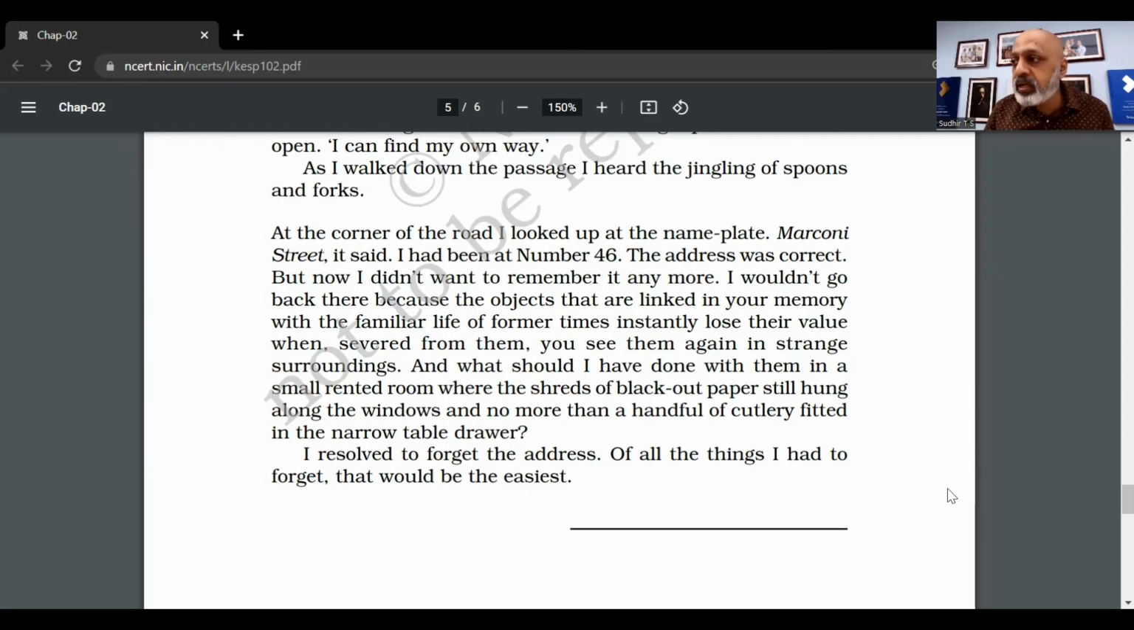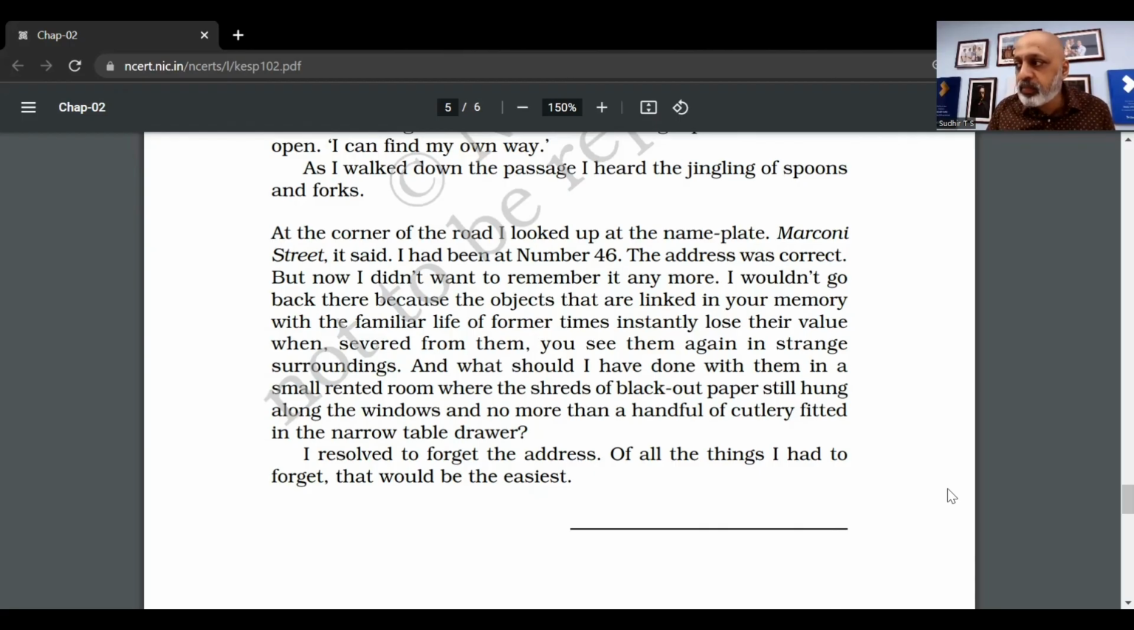Because the objects that were linked in her memory with her earlier life, that is with her family, had lost their value as they were now in strange surroundings. Another reason was that in the small rented room where she lived right now, she had no place to keep all of that. So she wanted to forget the address, and she believes that it would be easy to do so. Okay, one more thing. Why did the narrator want to forget the address finally?